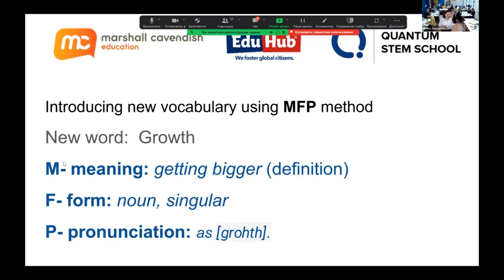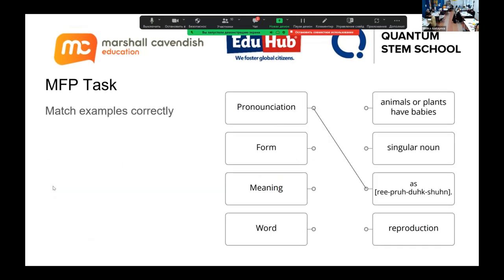Okay, so now while you're matching, for example, the first word is reproduction. So pronunciation is reproduction. Form. Simple enough, right? And the meaning coverage. Easy, but still helps us to deliver the meaning.